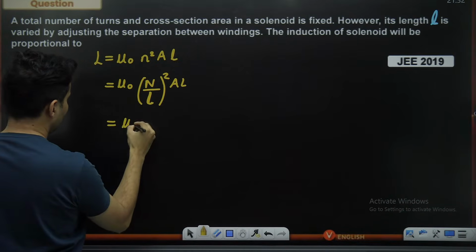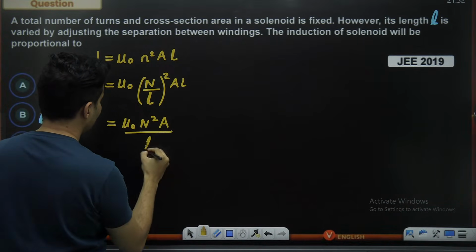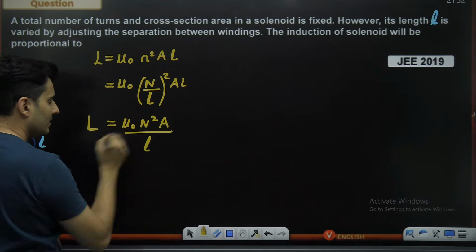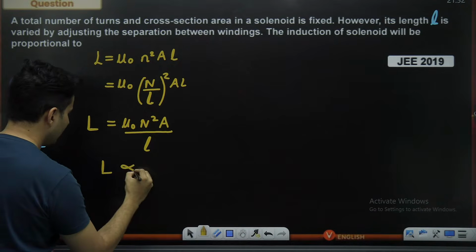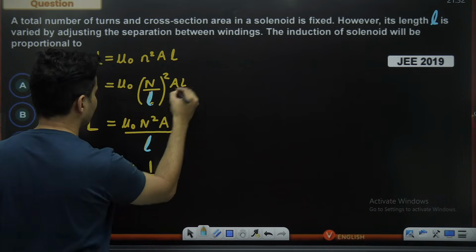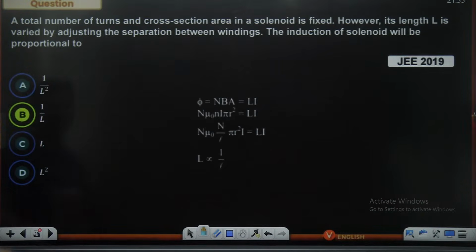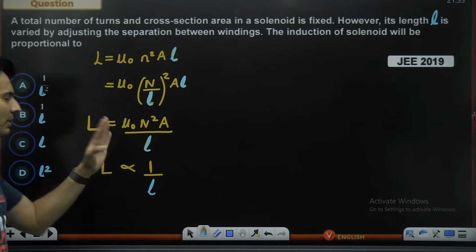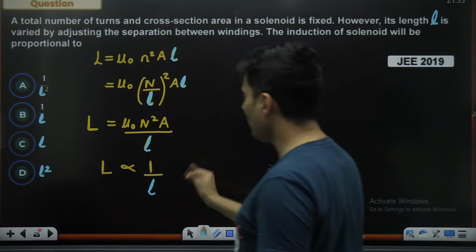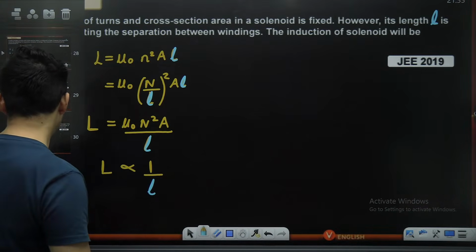So this will become mu naught n square. A is also there. L by L square, that will just become 1 over L. So this is inductance, this is length, this is constant. So inductance is inversely proportional to the length. So hence B is the right answer, B for Bombay. Is that clear, everyone? You got it? Amazing, right? Don't get confused. Perfect. So these kind of questions can definitely come.